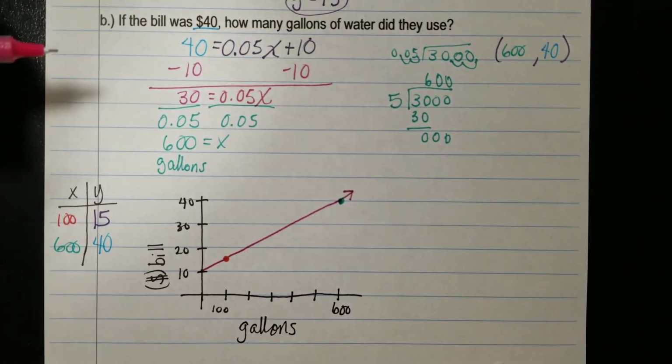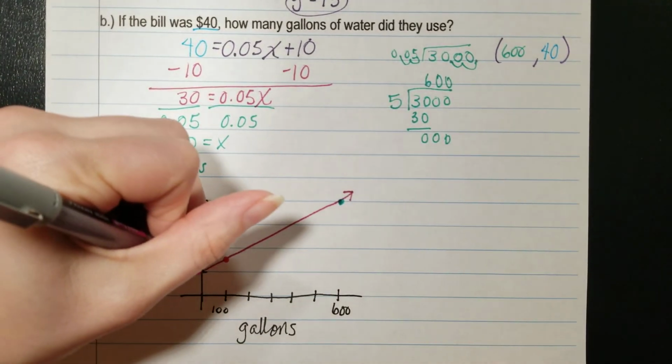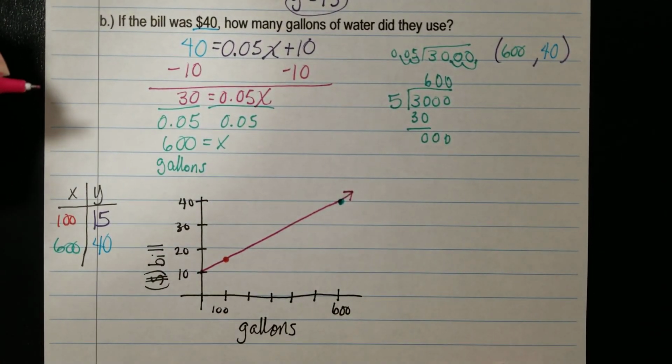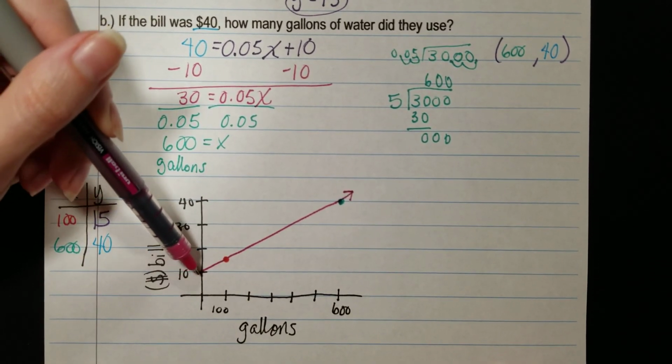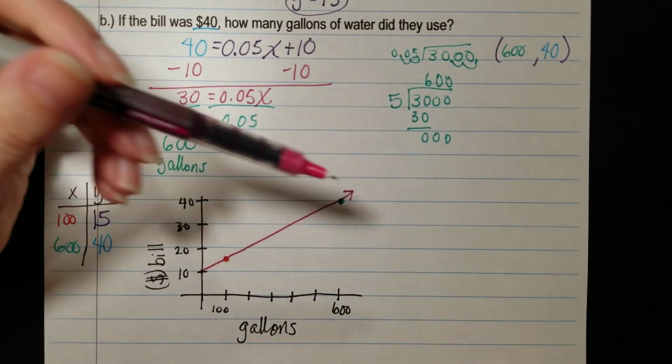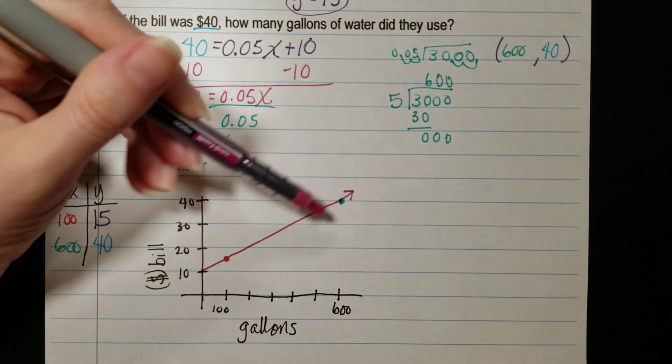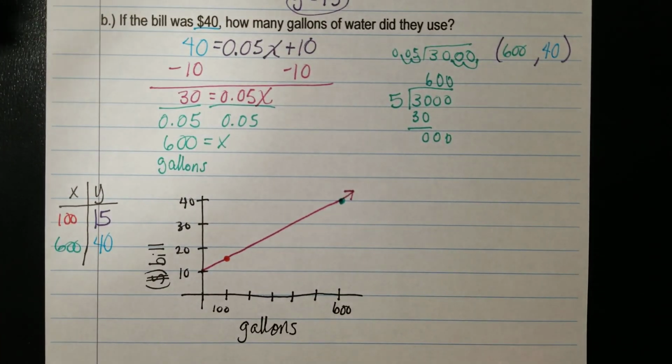My y-intercept is actually 10 because they pay $10 if they use no gallons. Now it doesn't keep going this way because you can't have a negative number of gallons, but it does keep going this way because there's no upper limit to how many gallons you could use, I guess.